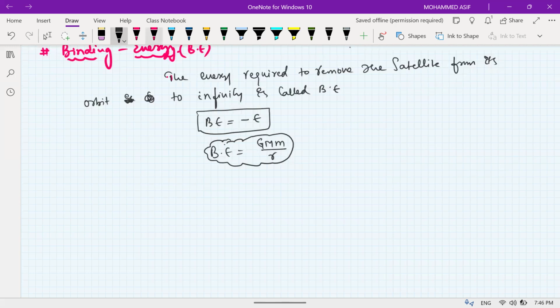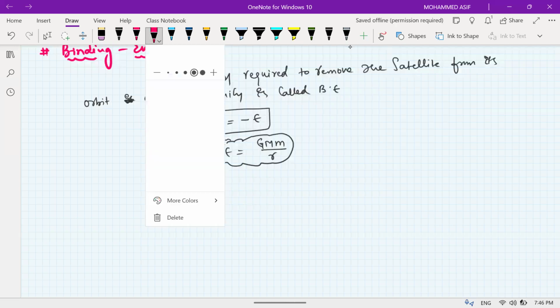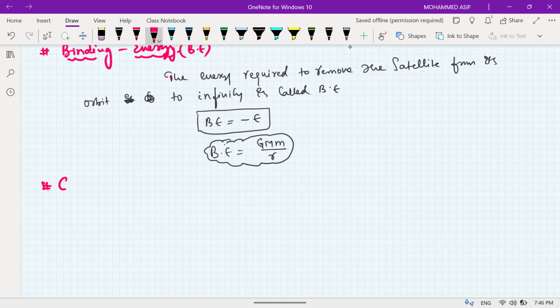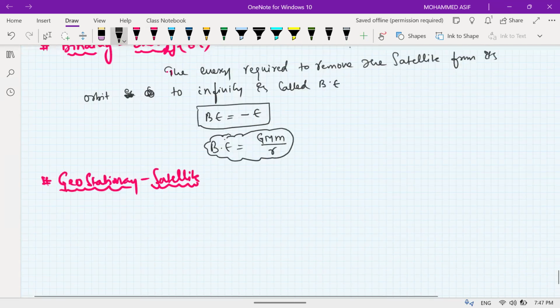Next one, geostationary satellite. Geo means what? Earth. Satellite which is moving with the same speed as that of your Earth is called as geostationary satellite. Okay. So the satellite which appears to be stationary relative to the Earth is called as geostationary satellite. And the satellite will always be overhead of a particular place at the equator. So the time period of the satellite will be equal to how much for me?